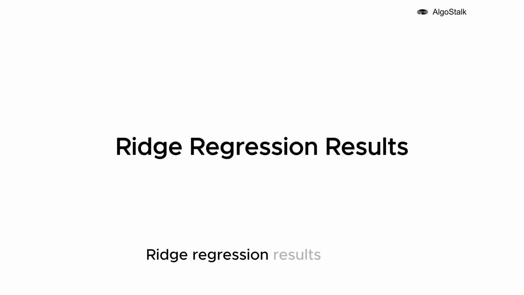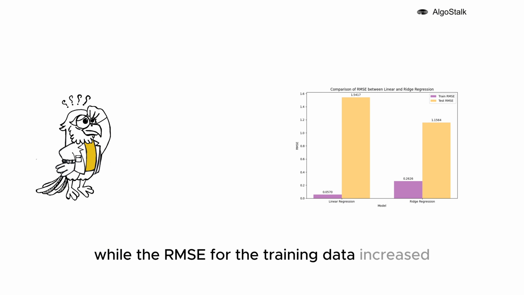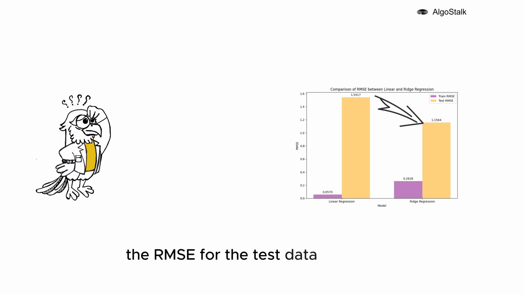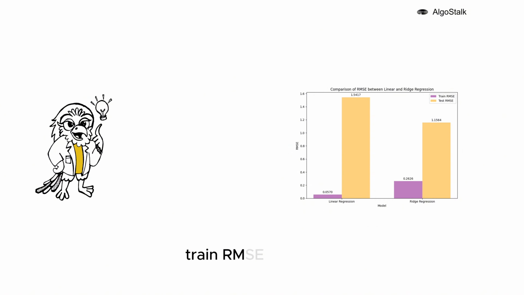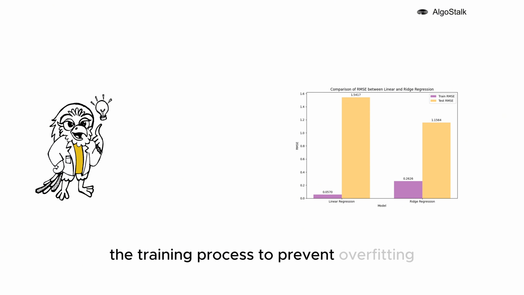Ridge regression results, RMSE. Applying ridge regression to all the suspects brought some interesting results. While the RMSE for the training data increased, the RMSE for the test data decreased. What does this mean for the investigation? Train RMSE increased. This indicates that the model is not overfitting the training data. Comparatively, by penalizing large coefficients, ridge ensures that we introduce some error into the training process to prevent overfitting.